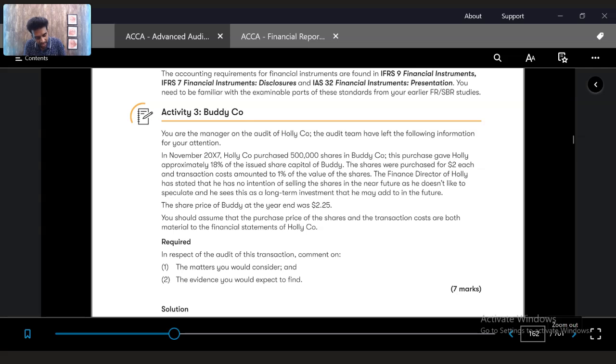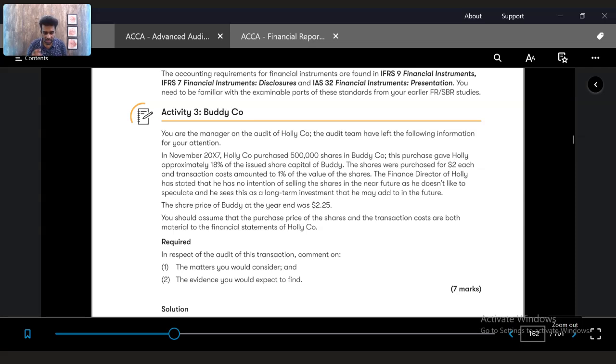You should assume that the purchase price of shares and the transaction cost are both material to the financial statements of Holy Company. In respect of the audit of this transaction, comment on the matters you should consider and the evidence you would expect to find. So here the situation is very simple. You are the audit manager of Holy Co. Holy Co. purchased 500,000 shares in Buddy Co. So they now have around 18% ownership in Buddy Co.